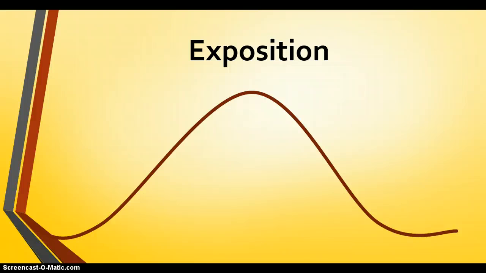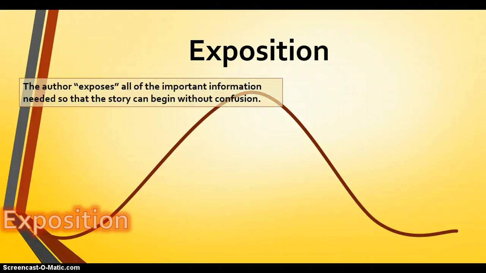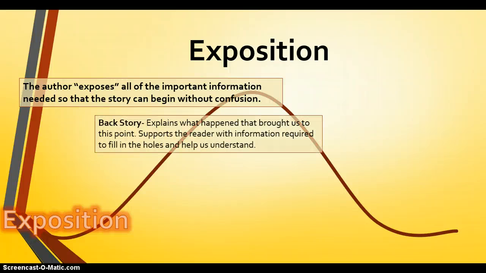Let's talk about the exposition. The exposition is where the author exposes all of that needed information so that the story can begin without confusion. I like to call it the backstory. It explains what happened that brought us to this point. We've all experienced conversations where you didn't get in at the beginning of the conversation, and so you're confused as you progress through that conversation. This is the way the author supports the reader, by giving us the required information that fills in all those holes and helps us to understand what's going to happen now.